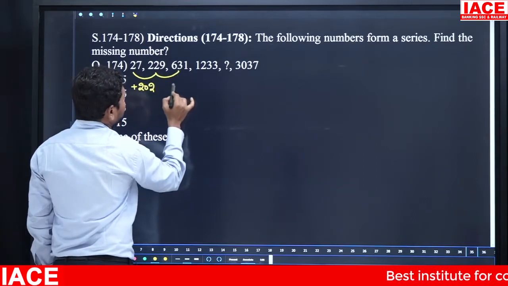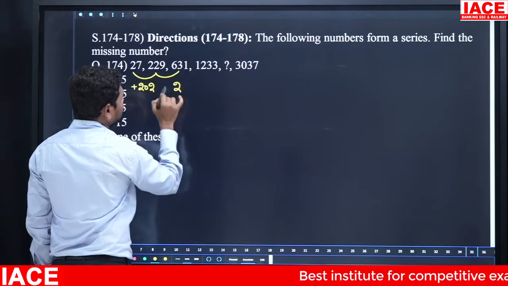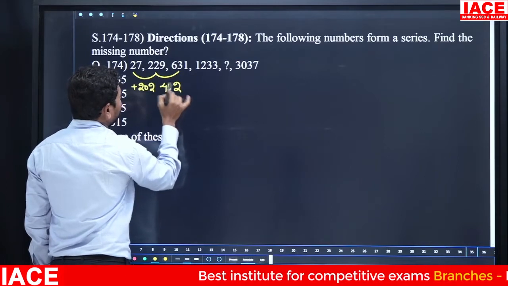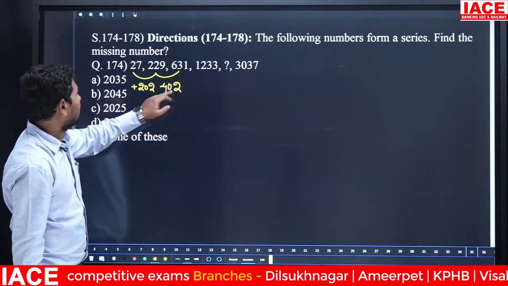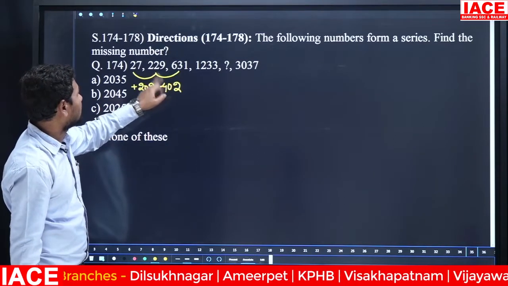9 became a 1 means 2 added, and 2 became a 3 means 1 added. Then what is the value? 402. Look at 9 plus 2 is 11. Then 1 will be added to 2, it becomes a 3, 4 plus 2.